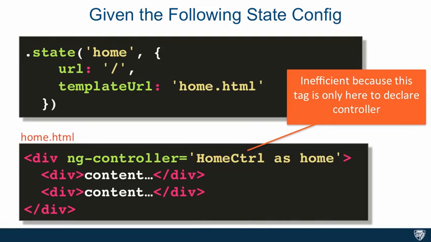This setup is inefficient and perhaps not as elegant as it can be. You can see that the only reason we have the wrapper div tag is to declare the controller. It doesn't seem to have any other value. UI Router allows us to pull out this declaration and define our controller directly on the state definition.